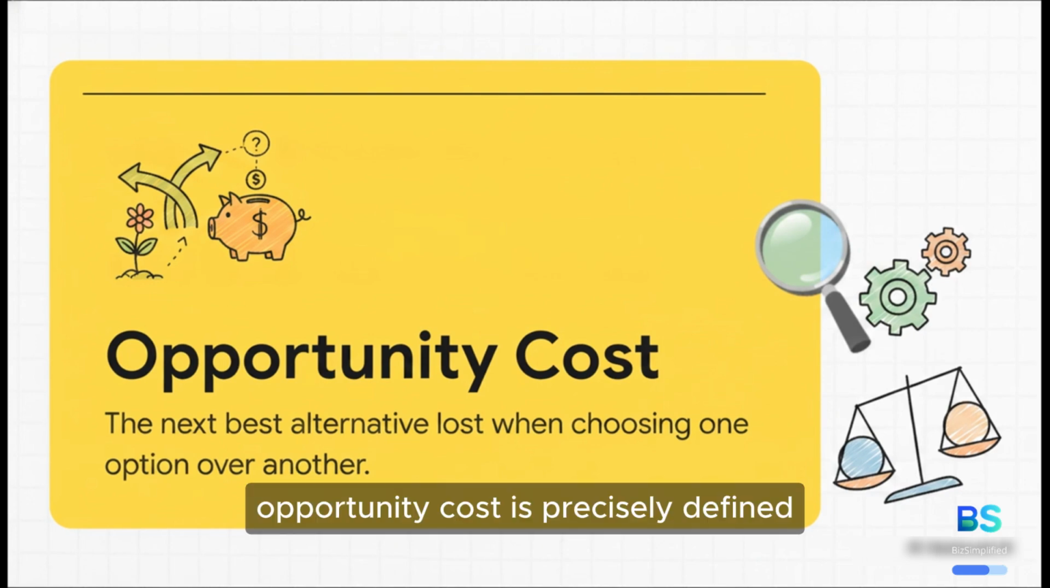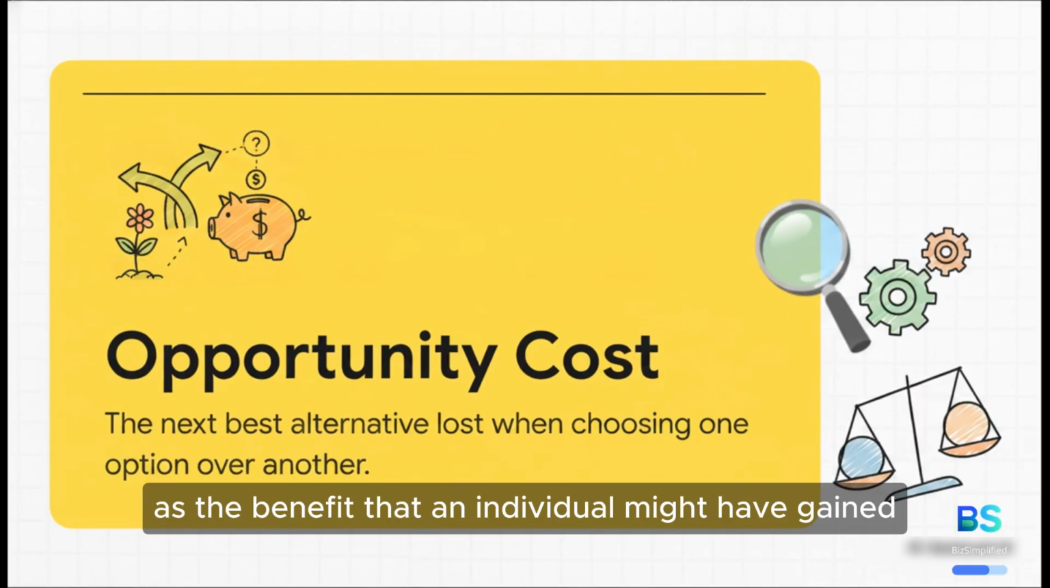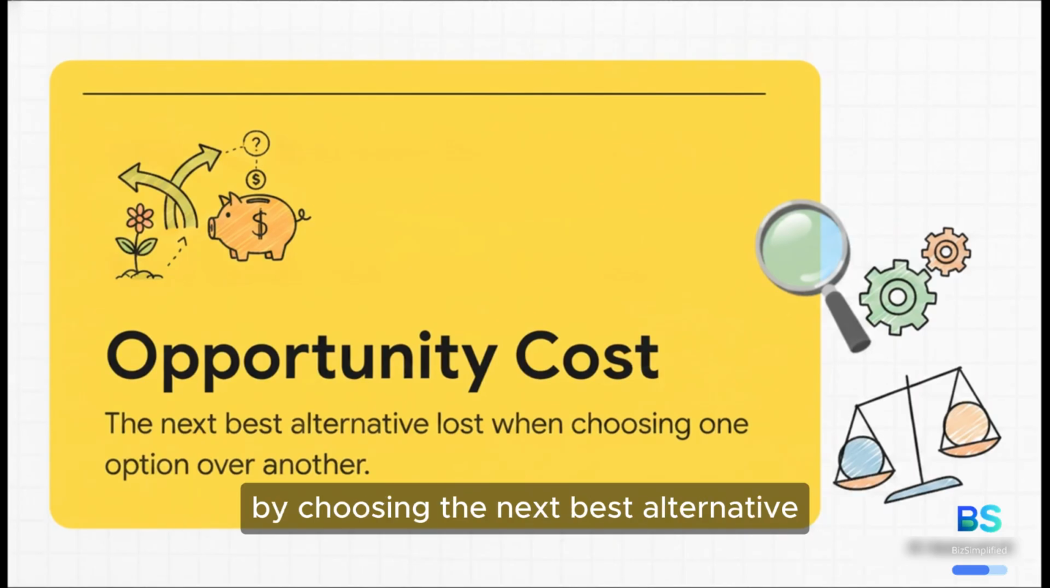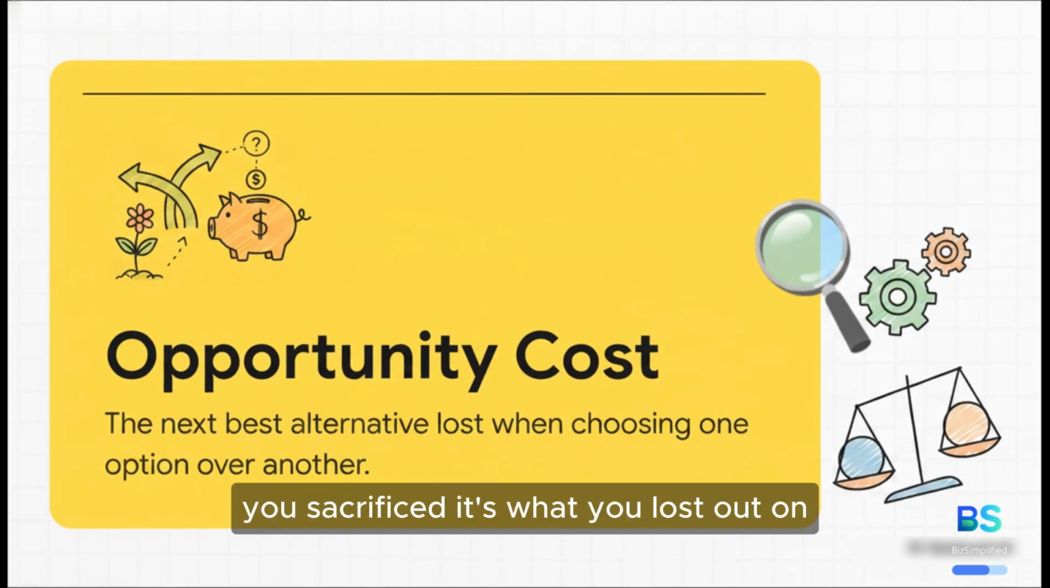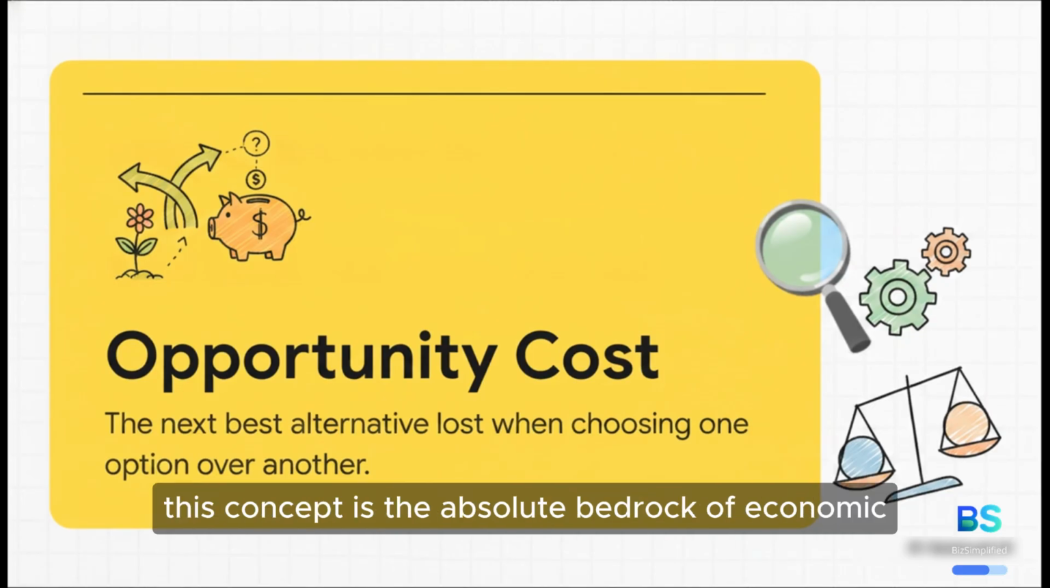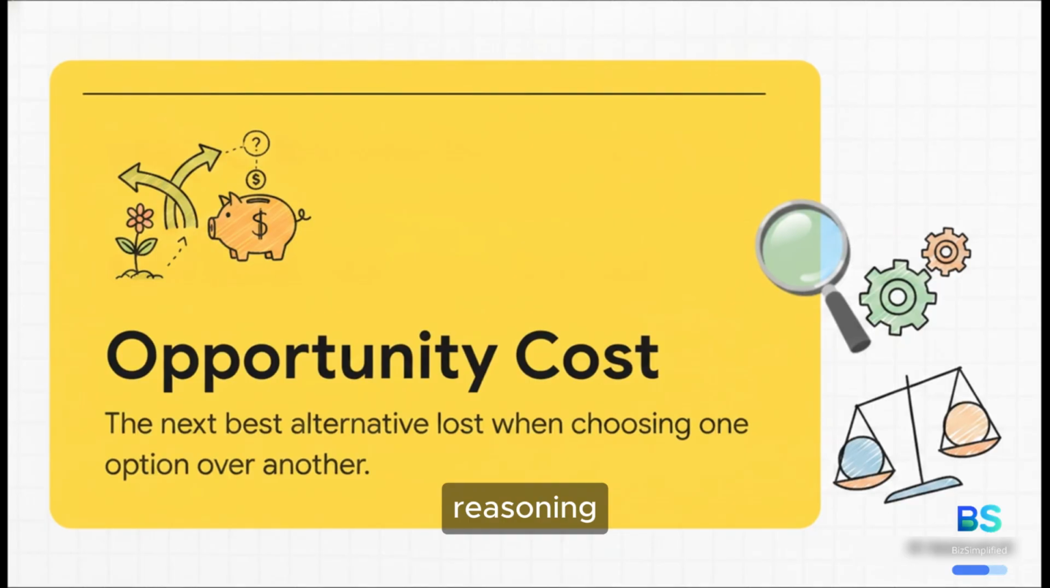Opportunity cost is precisely defined as the benefit that an individual might have gained by choosing the next best alternative. Notice something important there? It doesn't say the money you spent. It is the actual value of the next best alternative you sacrificed. It's what you lost out on because you made the choice you did. This concept is the absolute bedrock of economic reasoning.